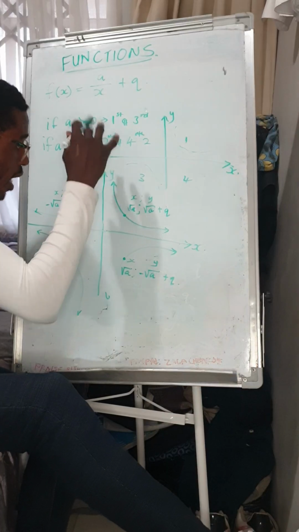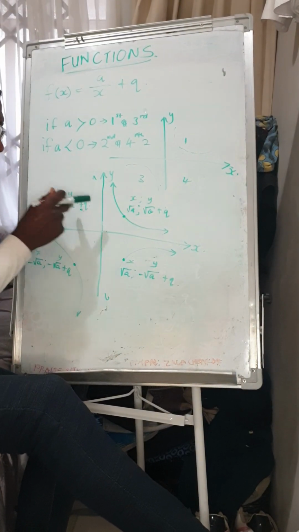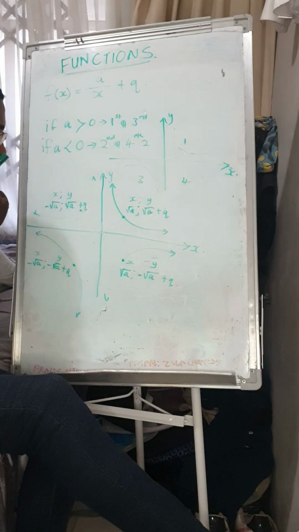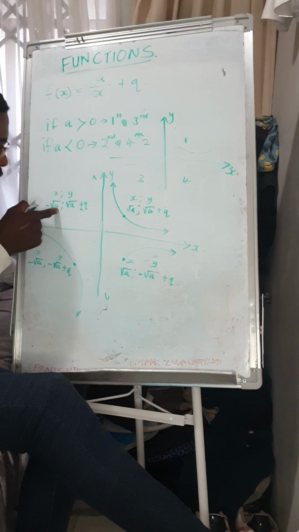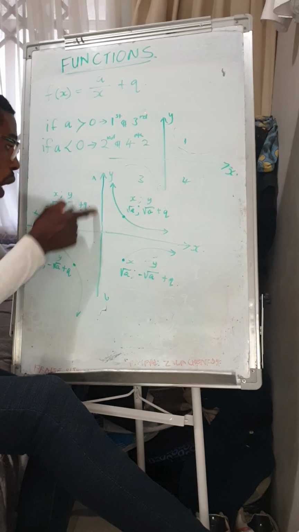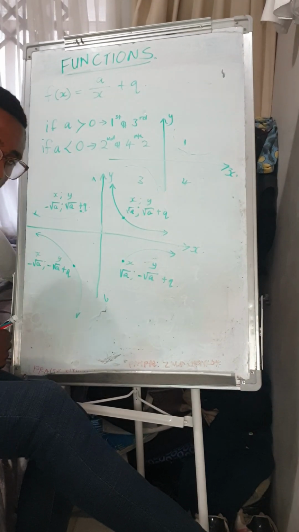I mean, this side is also positive. That's why we have a positive Y here. But then when you come to quadrant 2, repeating the same thing, you'll notice that the X is negative. That's why we have a negative root of A here. But the Y is still positive. So we have a positive root of A right there for Y.